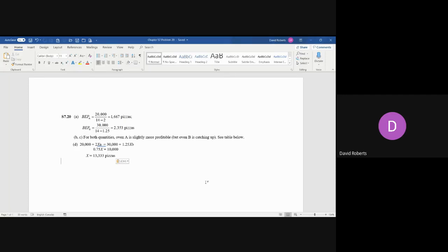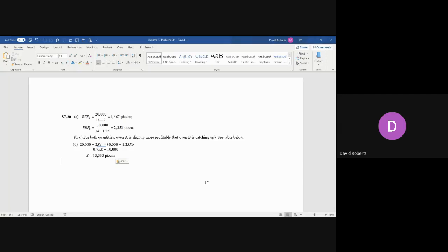So in part A, the break-even point, you take the fixed costs and you divide it by the contribution margin. The contribution margin is the difference between the price that you sell the pizzas for, which in this case is $14, minus the variable cost per pizza, which in A is $2. So you start to make money at 1,667 pizzas when you do the math. So as you sell pizza 1,668, you start to make money.